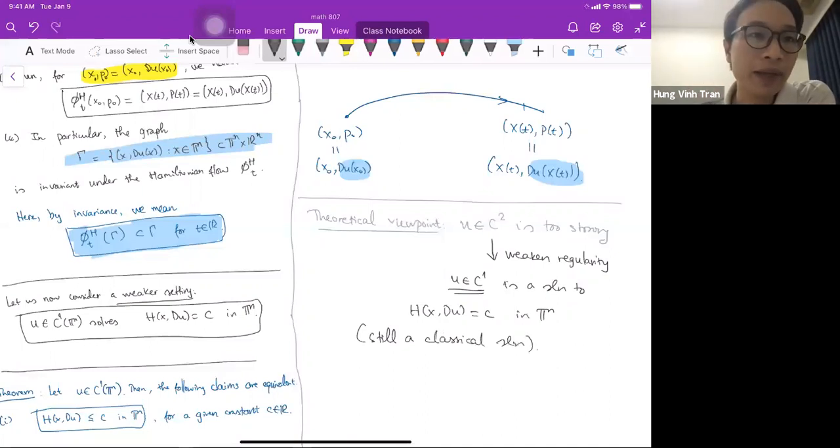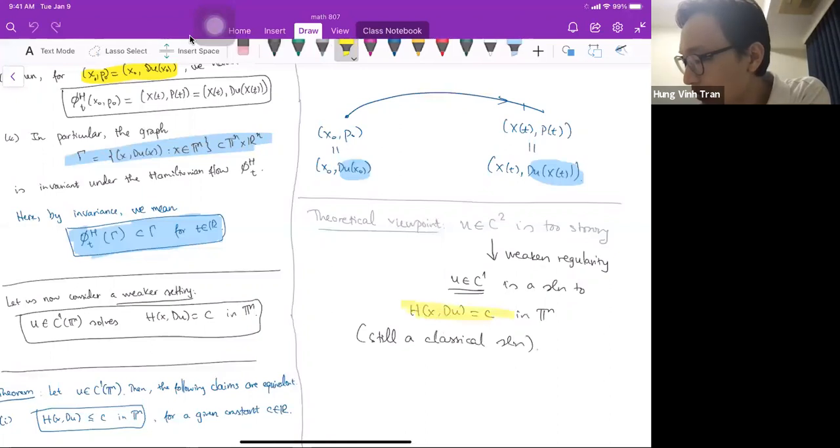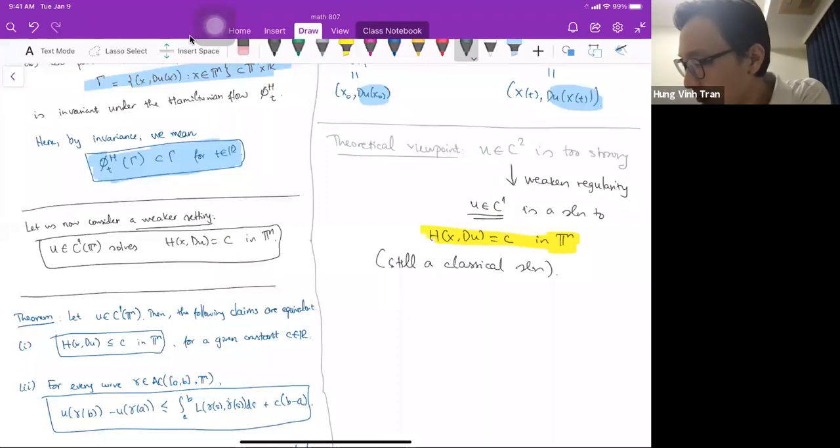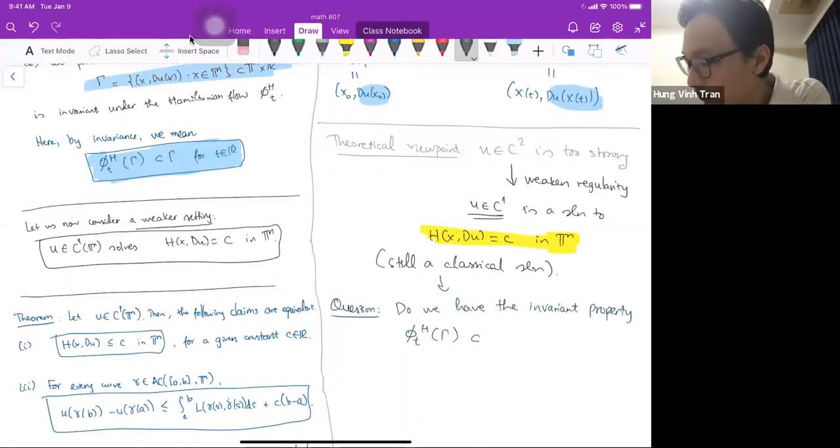Okay, here by classical, I meant that you differentiate the U, you have the still continuous functions and you plug in here. It makes total sense in a classical way, everything is defined everywhere, okay? Then our main question is still, do we have the invariance property? Invariant property that we have phi t of h of gamma of the graph of du is still in gamma. Okay, so that's the question that I want to answer.